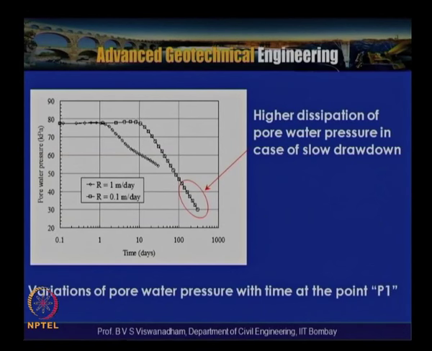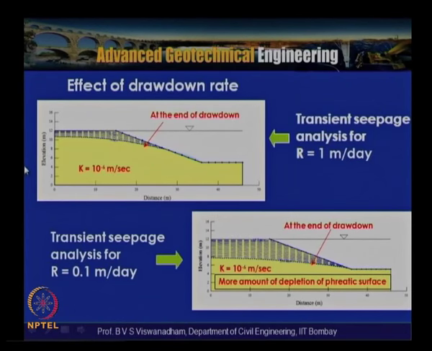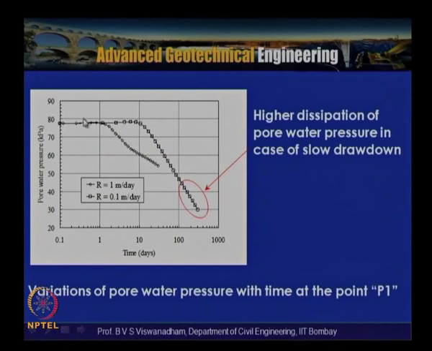If you plot the variation of the pore water pressures with time at this particular point that we selected and compare, you can see that with slow drawdown there is high dissipation of pore water pressure, while with rapid drawdown there is very little dissipation of pore water pressure. This implies that with high pore water pressures in the soil, the factor of safety can be affected and low factors of safety can be obtained.